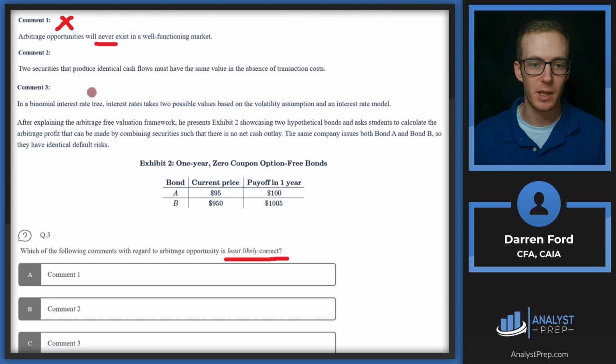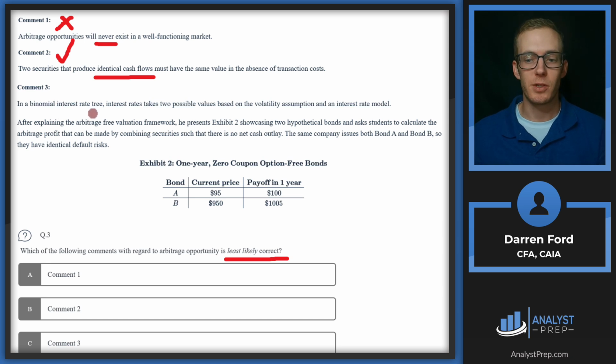Let's make sure comment 2 and 3 both look like they're correct statements. Comment 2, 2 securities that produce identical cash flows must have the same value in the absence of transaction costs. Yes, particularly for fixed income securities, if they have identical cash flows, they need to line up as the same value, or there's some arbitrage opportunity there. So comment 2 looks good.